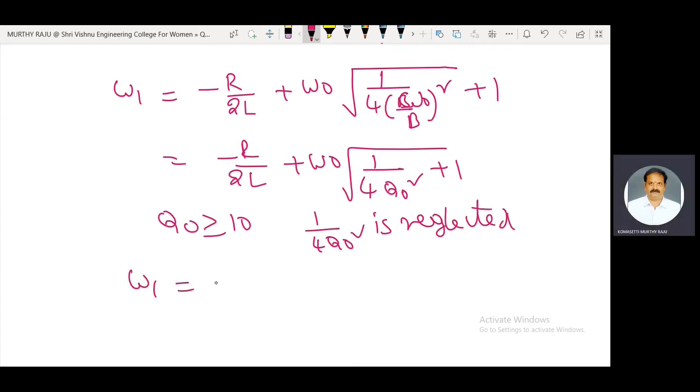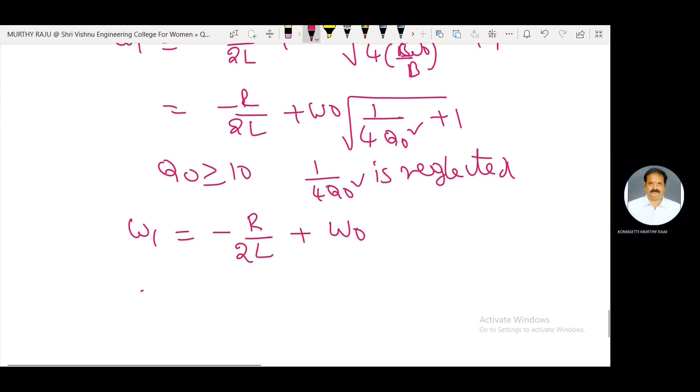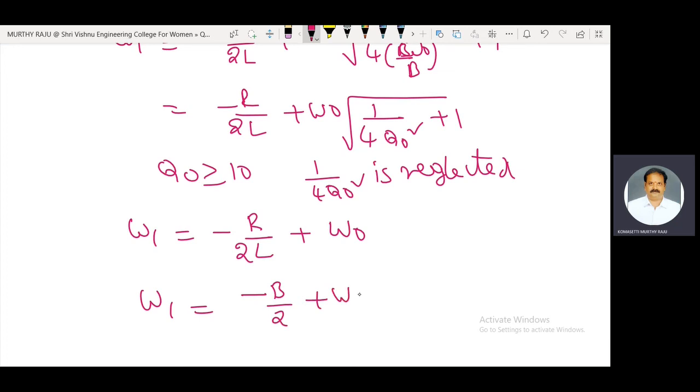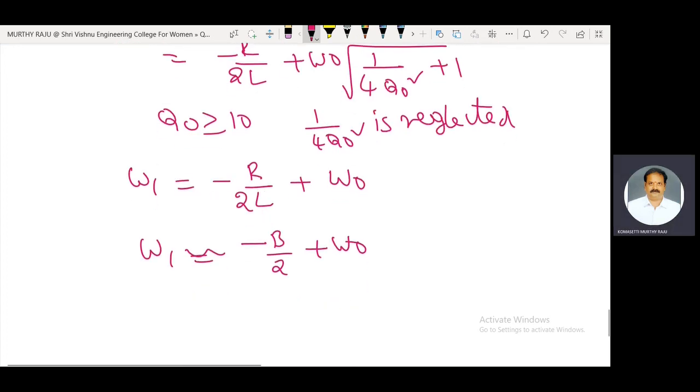Therefore, omega 1 is equal to minus R by 2L plus omega naught. This term is neglected. Root 1 is 1. R by L is the bandwidth of the circuit. Therefore, omega 1 is approximately equal to minus B by 2 plus omega naught. Similarly, omega 2, with the same action, is B by 2 plus omega naught.